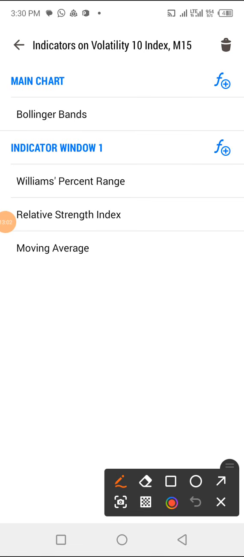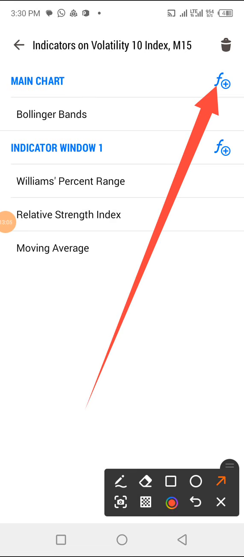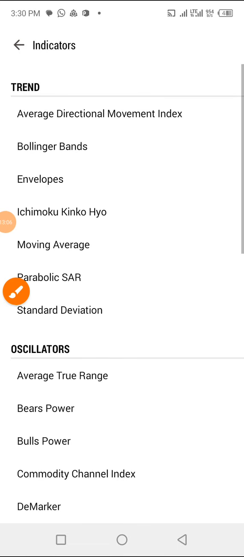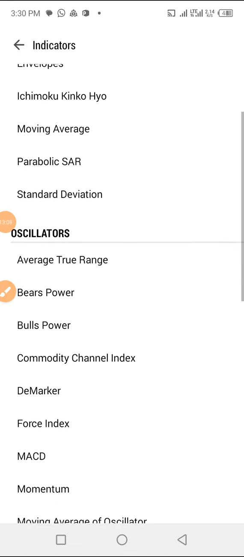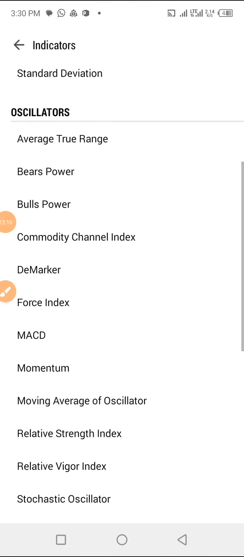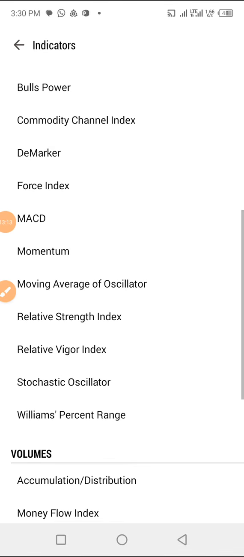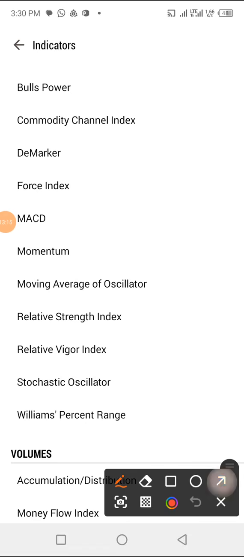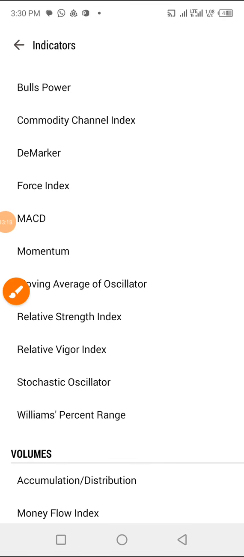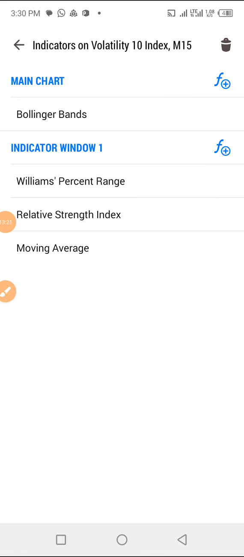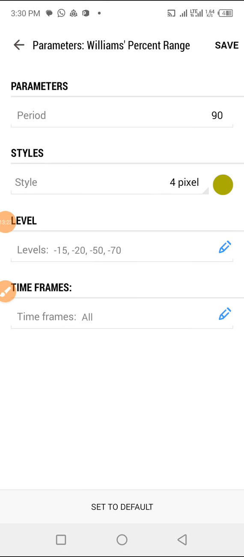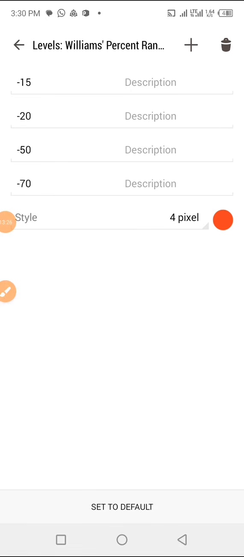Then to add this window one, you come here, click on this icon here, scroll down, it's going to take you to the window indicator home. So you look for Williams indicator, Williams range indicator. This is it here. You click on it. Here's the settings. It has a period of 90. Here are the levels, -15, -20.